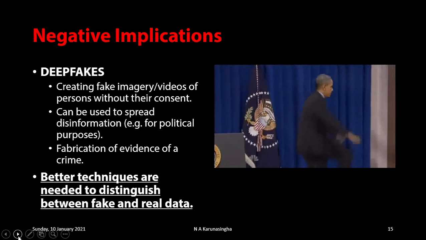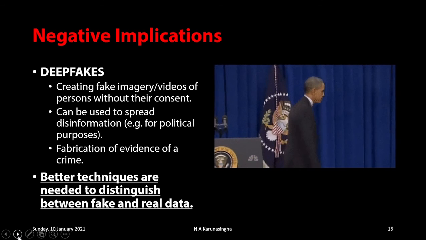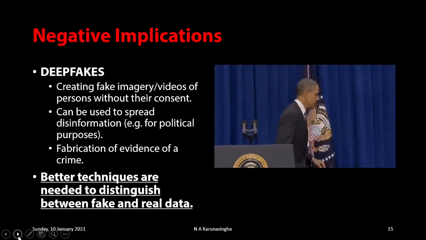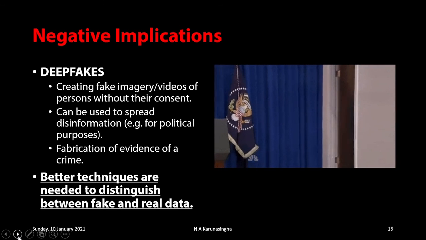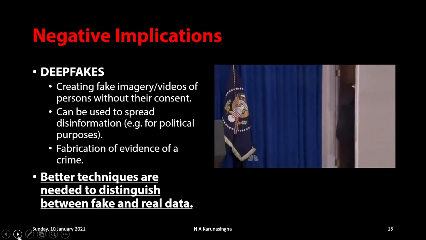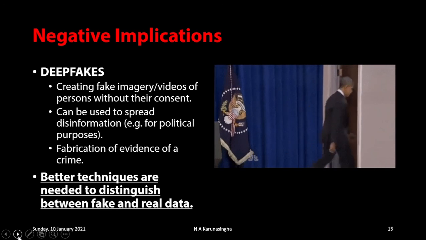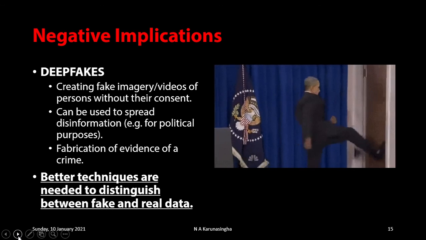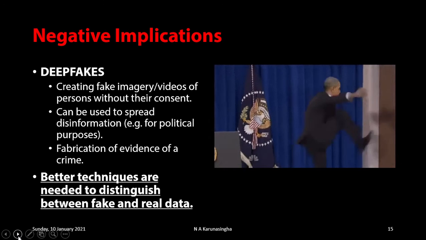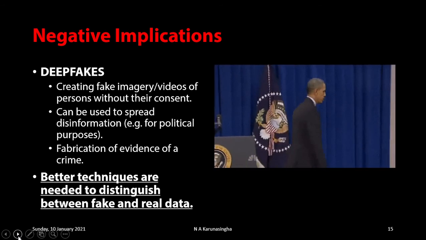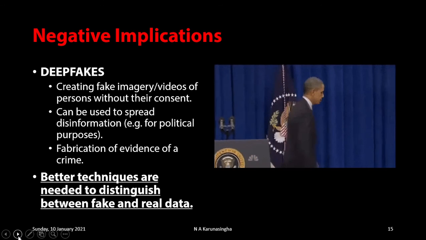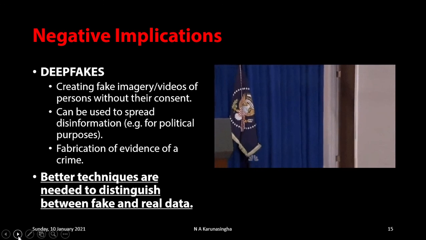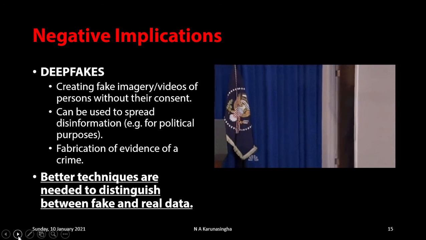And as we can see in the video, it's very hard to say if it's fake or not, for the untrained eye. So likewise, it can be used to spread a lot of disinformation, for things like political purposes, and can even be used for things like fabrication of evidence for a crime. So it can basically implicate someone innocent in a crime, by fabrication of evidence. So we really need better techniques, as much as we need to improve GANs to create more realistic data. We also need to improve methods to detect which data is fake and which data is real, because otherwise it can have very negative real world consequences in the future.